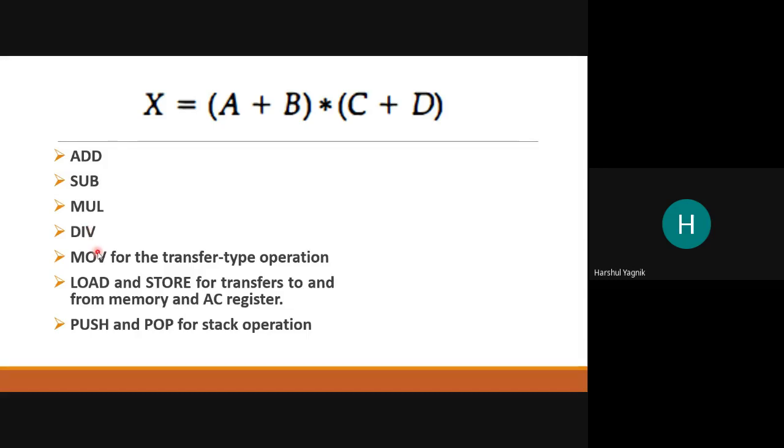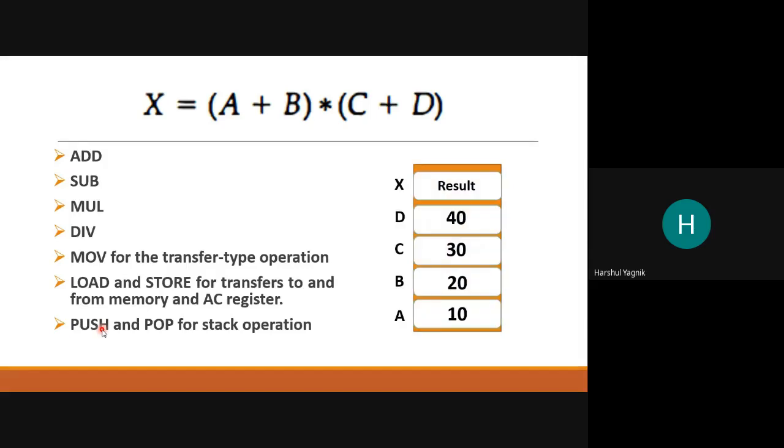There can also be a transfer type operation. There can also be load and store operations, where data is loaded from memory to the accumulator and stored from the accumulator to memory. Or it can also involve push and pop operations for the stack. So you can see something like this. Let us say A is 10, B is 20, C is 30, D is 40. Our result should be at the value X.